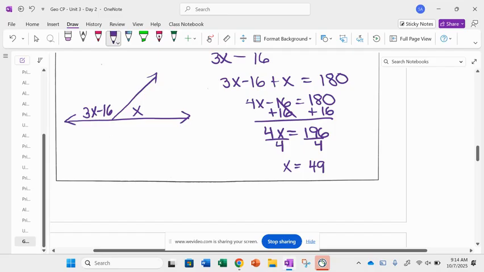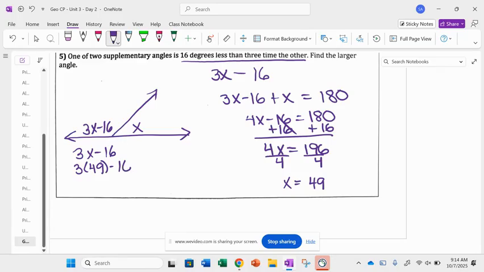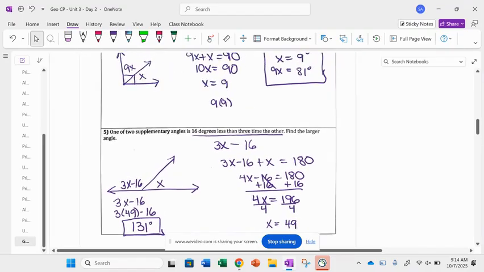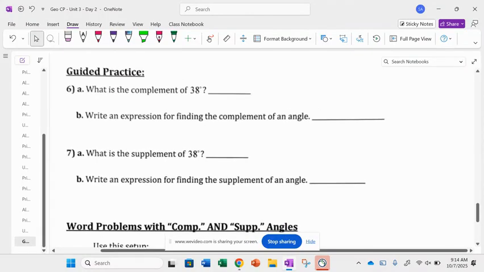And then it says find, what does it ask us to find? The larger angle. So the larger angle is going to be 3x minus 16, which is 3 times 49 minus 16. And that was 131, our answer here. I was really happy with all the work I was seeing. Okay, let's keep going.